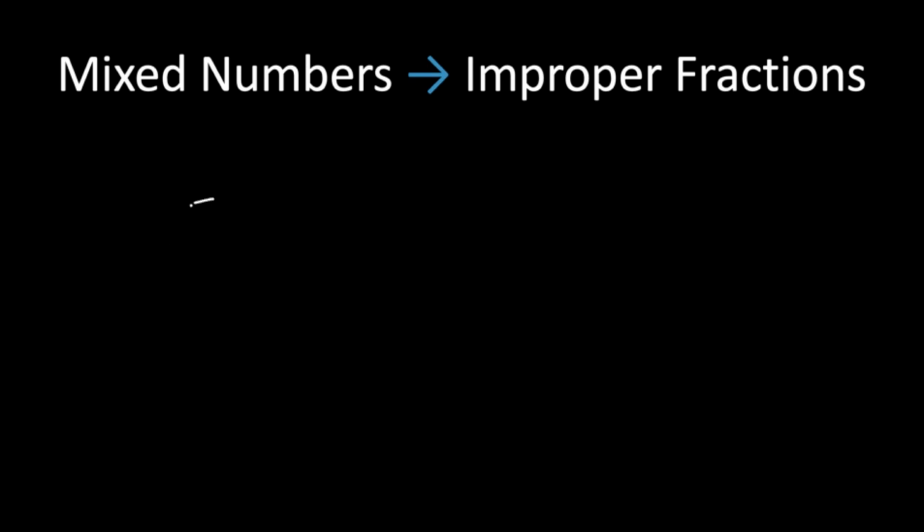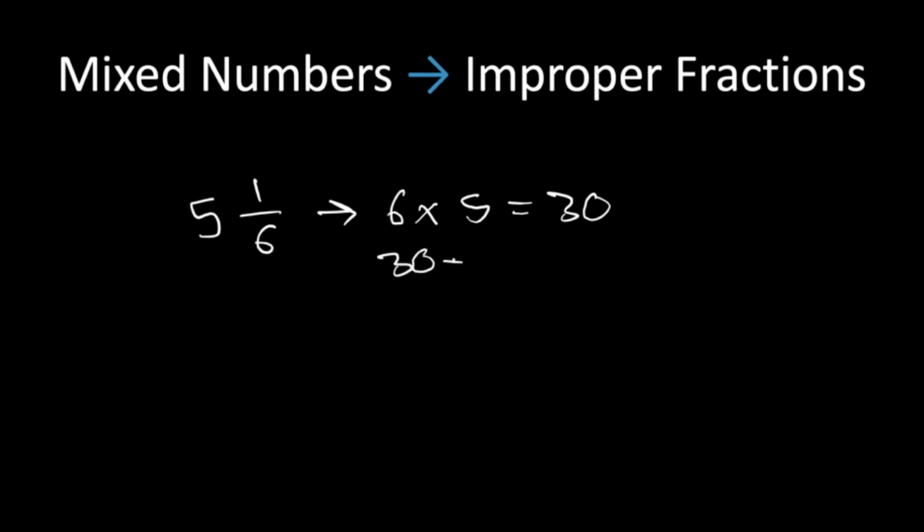Here's another example. So 5 and 1/6. So multiply the denominator by the integer. So 6 times 5, which is 30. Add 30 to the numerator, which is 1. So the answer is 31. And then you put 31 on top of the denominator. So 31/6, which will give you an improper fraction. Remember, an improper fraction always has a greater numerator than the denominator.